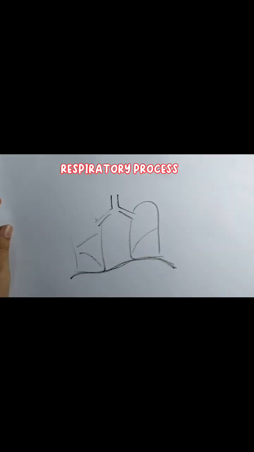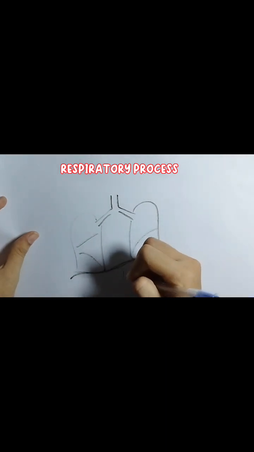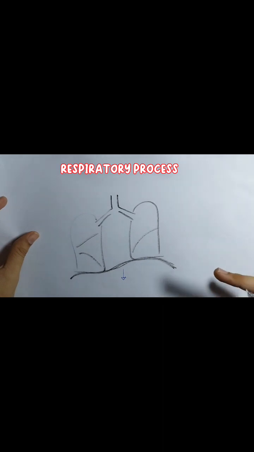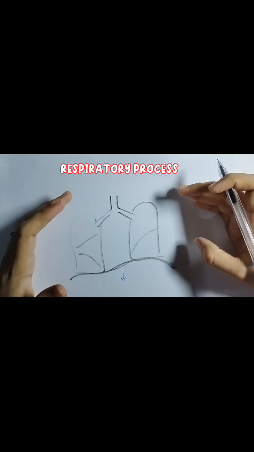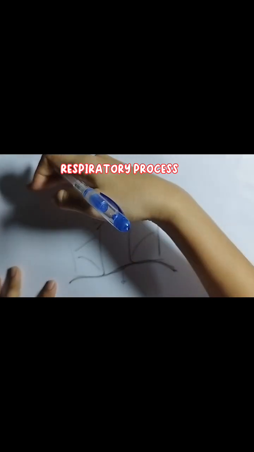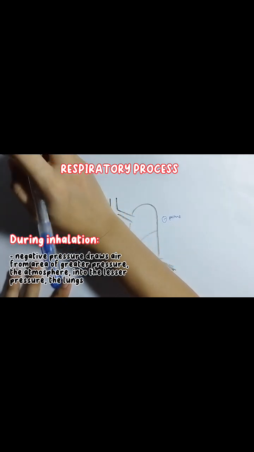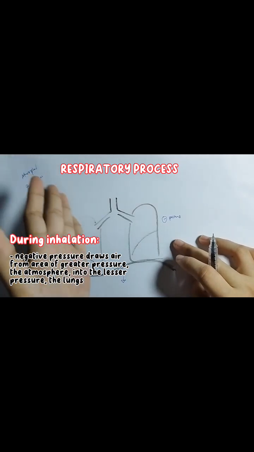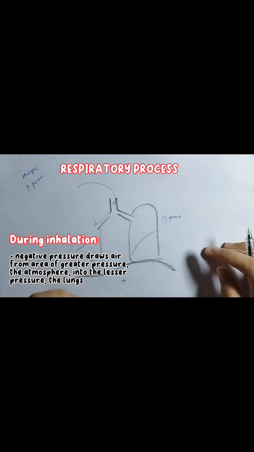Okay, let's talk about the respiratory process. Okay, during inhalation, the diaphragm descends into the abdominal cavity. So nagko-contract ang ating diaphragm. That would cause the lungs to expand and magkakaroon ng negative pressure sa ating lungs. The negative pressure draws air from the area of greater pressure. So mas mataas ang pressure dito during inhalation, sa iyong atmosphere. So the negative pressure draws air from the area of greater pressure, which is your atmosphere, into the area of lesser pressure, which is the lungs. So yan ang nangyayari during inhalation.